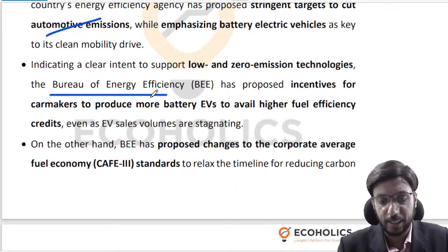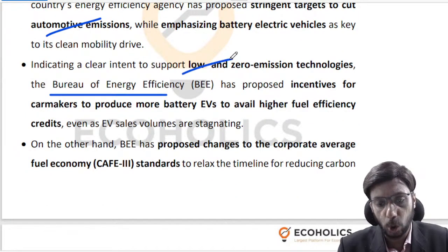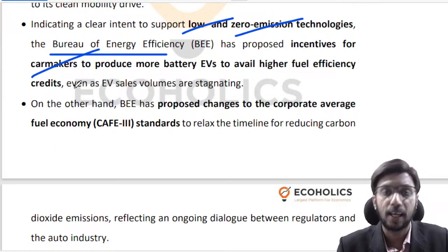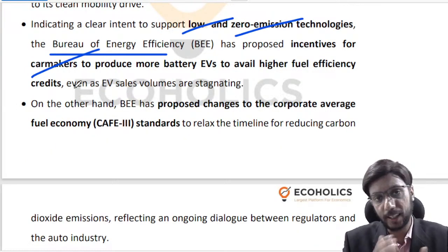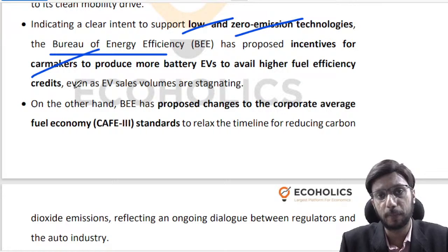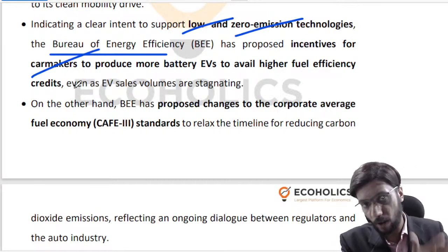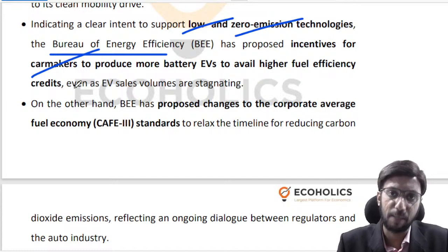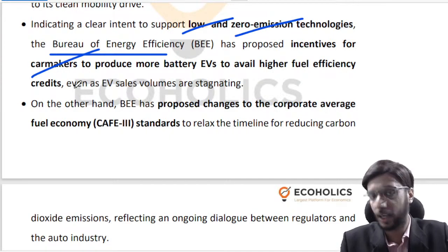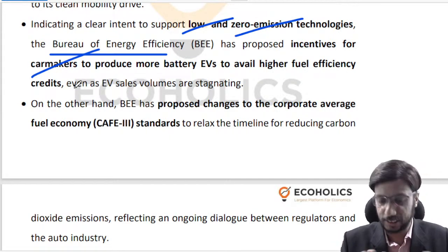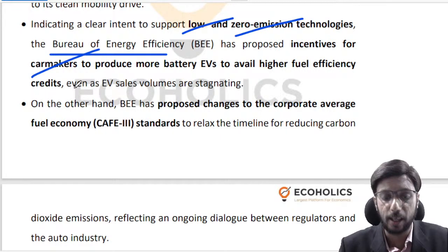So what is happening is that there is a lot of emphasis for low and zero emission technologies now. Okay, and car makers are being dangled a carrot so that they can move towards these low emission vehicles, and they are being dangled a stick so that they can move away from, let us say, high emission kind of vehicles. Now let me explain something which may be slightly new and complicated upfront for you.